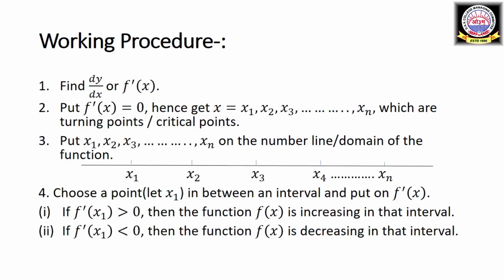If you find f dash x1 less than 0, then declare the function is decreasing within this interval. And if you find f dash x1 greater than 0, then declare the function is increasing within this interval. So, once again, if f dash x1 is less than 0, the function is decreasing within this interval. If f dash x1 is greater than 0, the function is increasing within this interval. So, this is the algorithm.